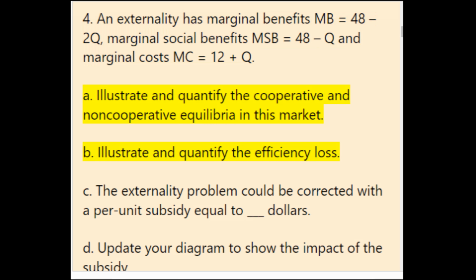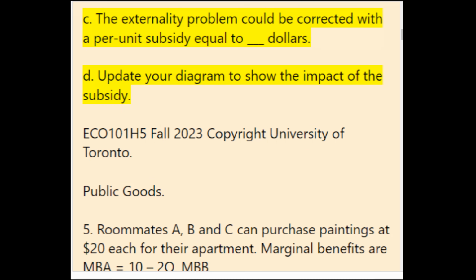A. Illustrate and quantify the cooperative and non-cooperative equilibria in this market. B. Illustrate and quantify the efficiency loss. C. The externality problem could be corrected with a per unit subsidy equal to blank dollars. D. Update your diagram to show the impact of the subsidy.